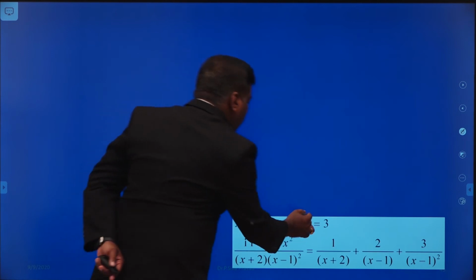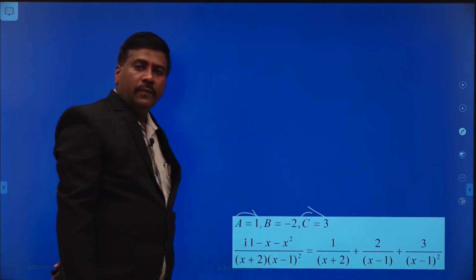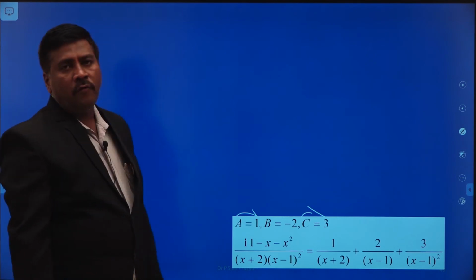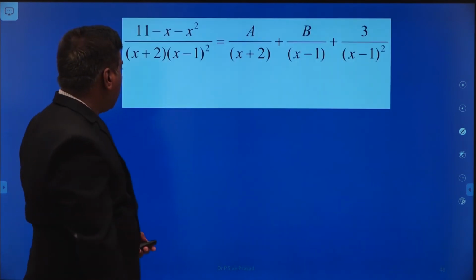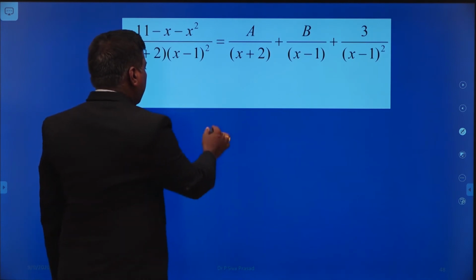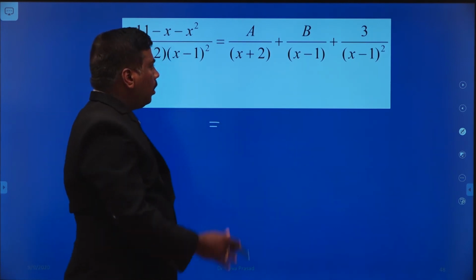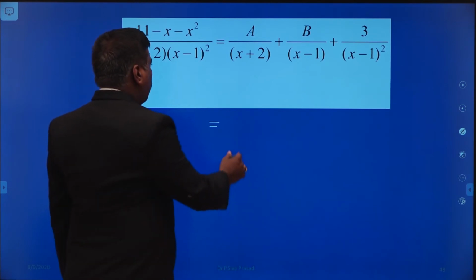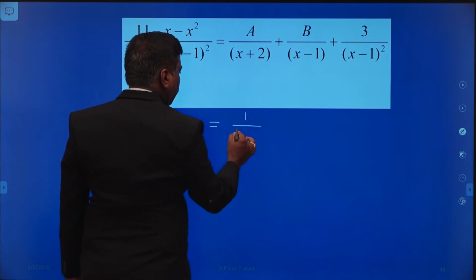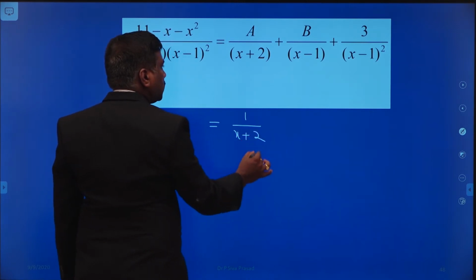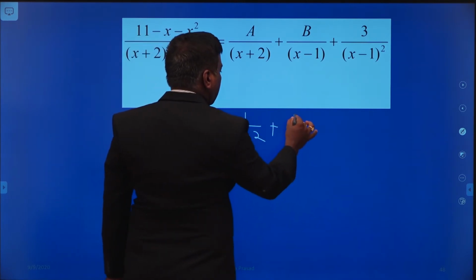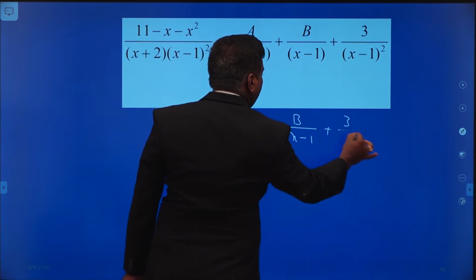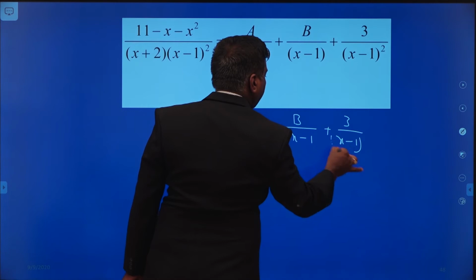And the C value is 3. We already know that. Now our intention is to find the value for B. For that, we have to apply the technique of equating like terms to find the value for B. Here we got the value for A as 1, so that is 1 by x plus 2 plus B by x minus 1 plus 3 by x minus 1 whole square.